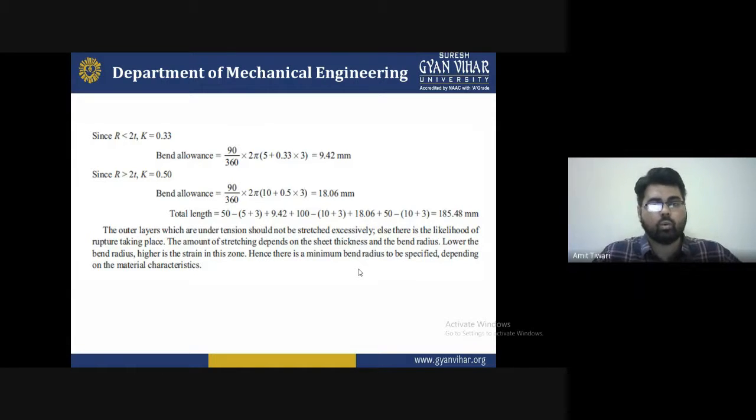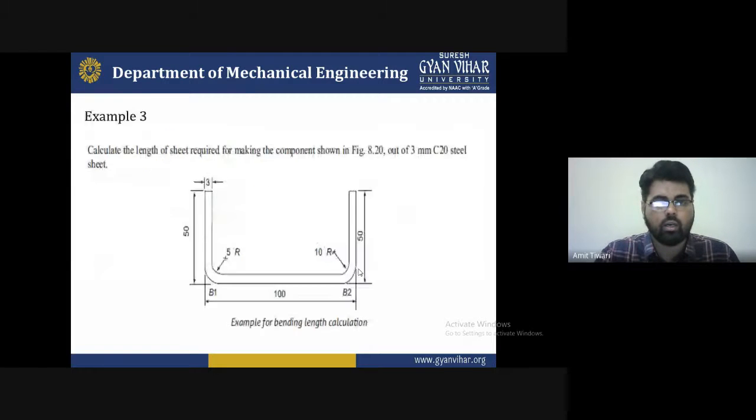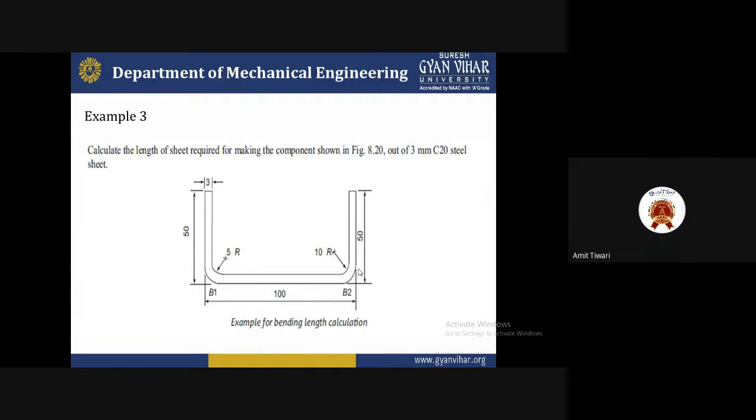That's why we can say that the lower the radius, the more the maximization which we are using. So this type of numerical will help to find out the length of the sheet required for making the component. This numerical will help you to understand this type of problem.